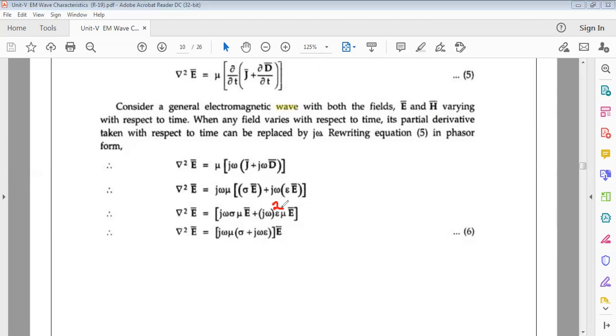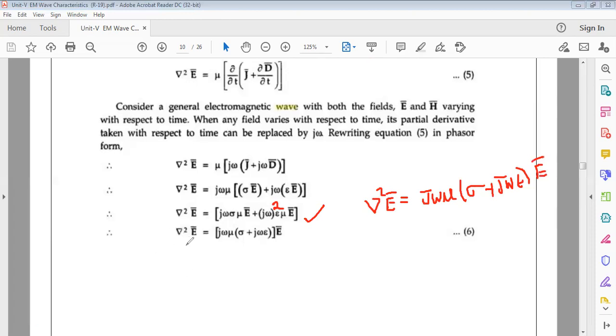J omega whole square. The printing mistake here: epsilon into mu E bar. In these two functions, whatever we got derived up to this equation, we can take the common term j omega mu. So del square E bar is equal to, take j omega mu as a common, sigma plus j omega epsilon into E bar.